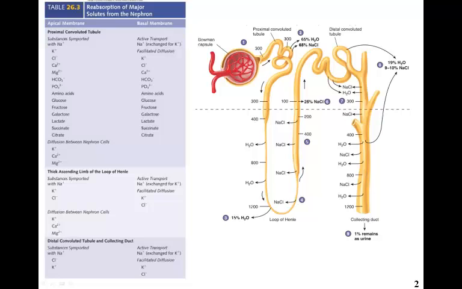So let's review the parts of the nephron real quick. Up here we've got Bowman's capsule, and then the proximal convoluted tubule, loop of Henle, distal convoluted tubule, and then the collecting duct. And the main site of reabsorption is the proximal tubule. So almost everything gets reabsorbed here.